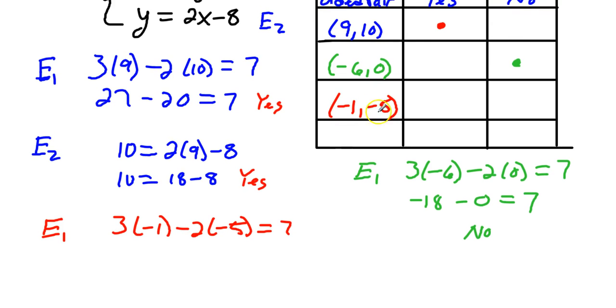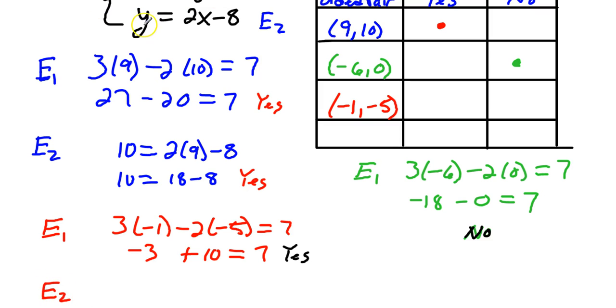Okay, so plugging in -1, -5, we've got 3 times -1 for -3, -2 times -5 is 10, and -3 plus 10 is 7, so that one's good. Alright, so equation 1 checks out. So we've got to go to equation 2.